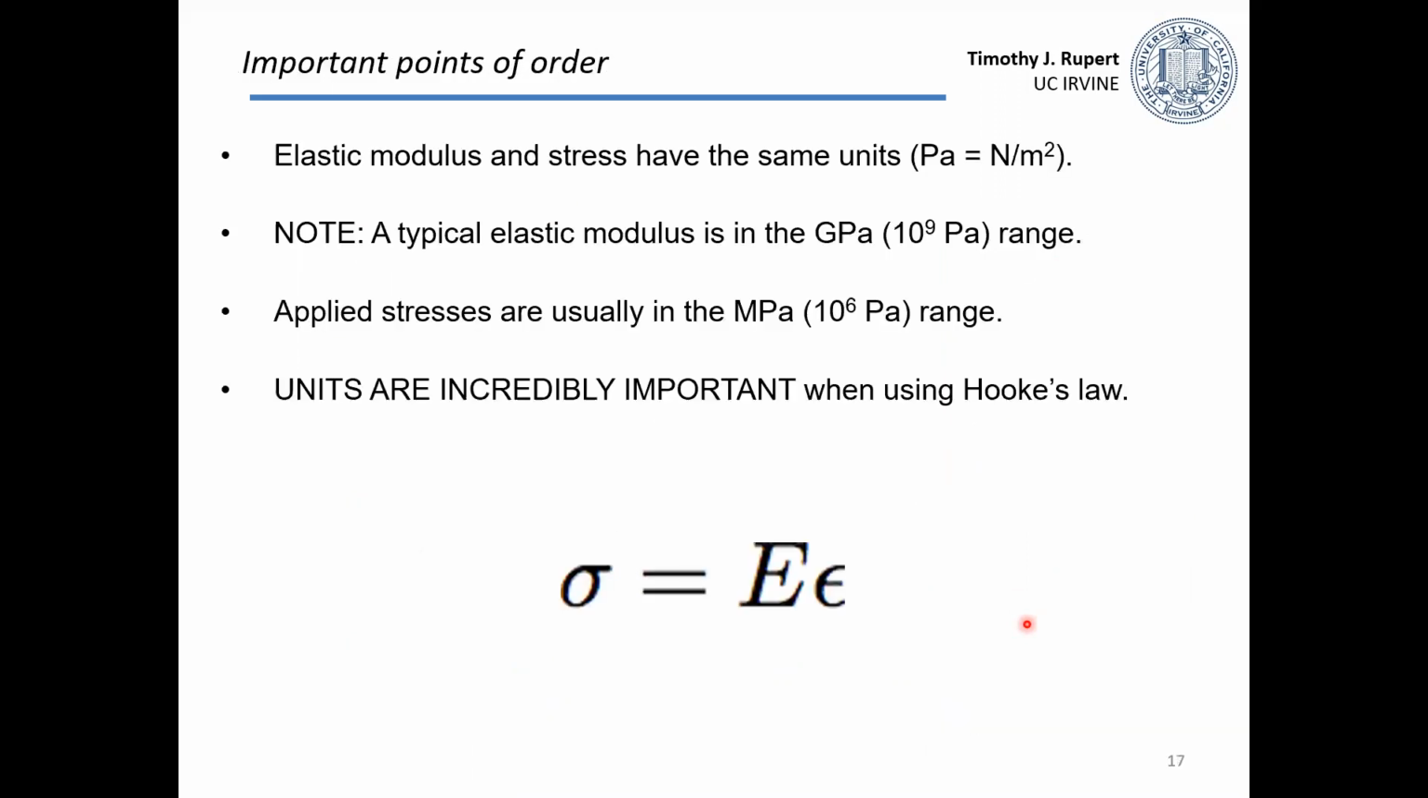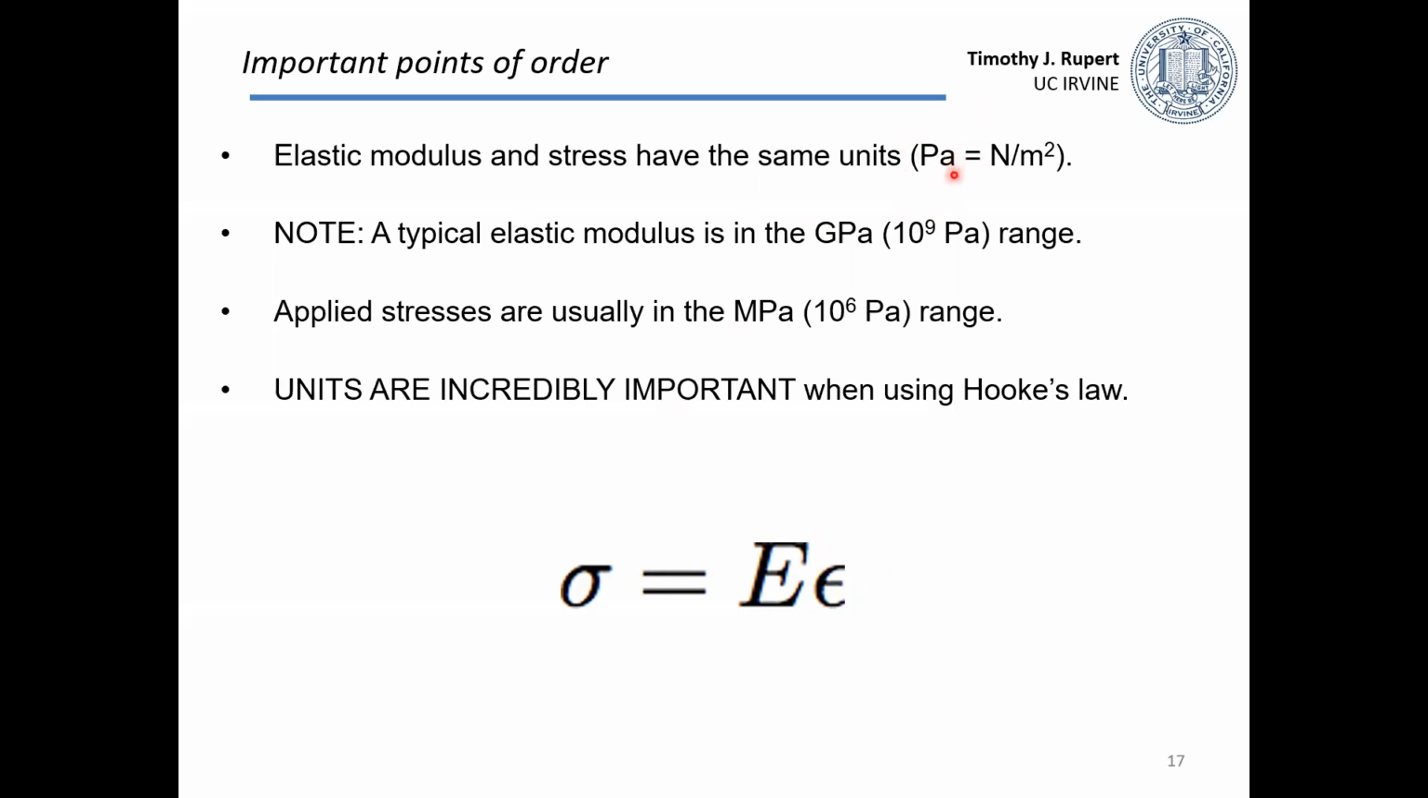So just a few important points of order. In this equation right here, elastic modulus and the stress are going to have the same units because strain is a dimensionless quantity. If you remember when we talked about it, we said that it's the displacement divided by the original length. So that means it's something like meters divided by meters. Okay? So this will be unitless, and these two right here are going to be in pascals.